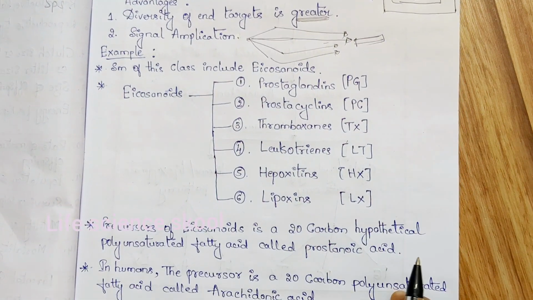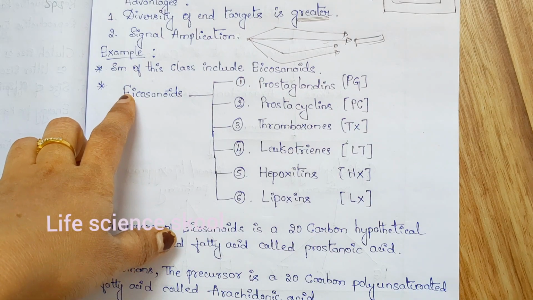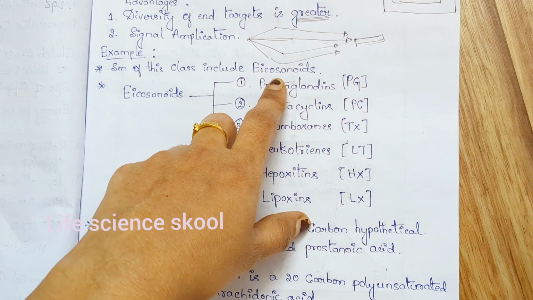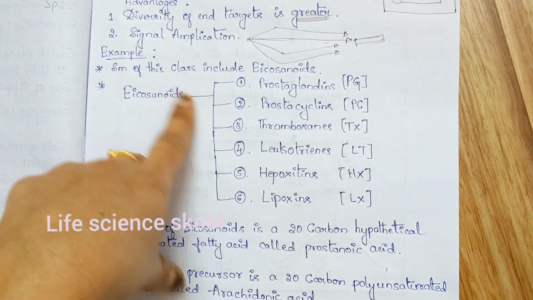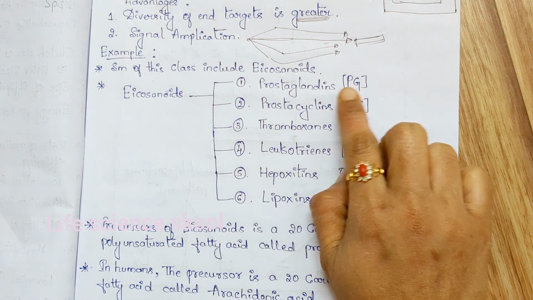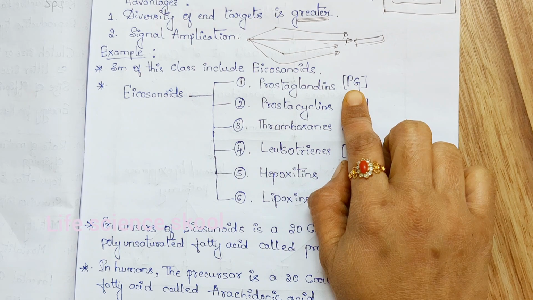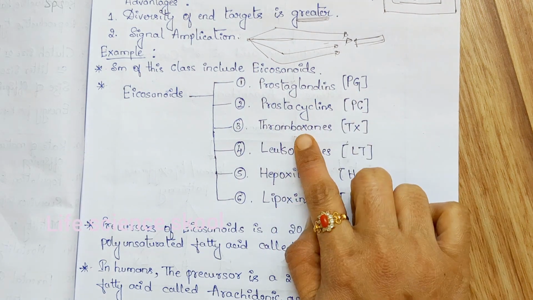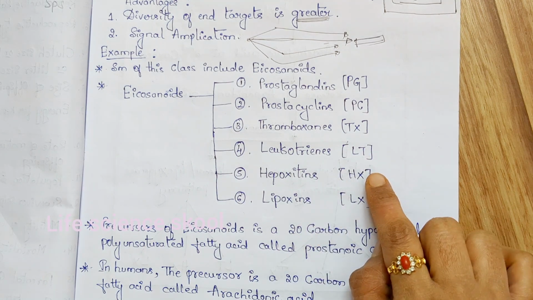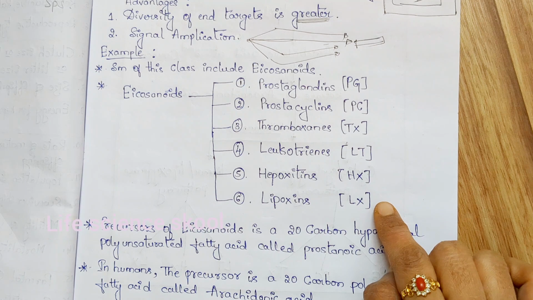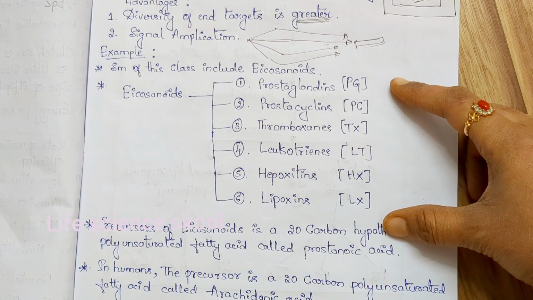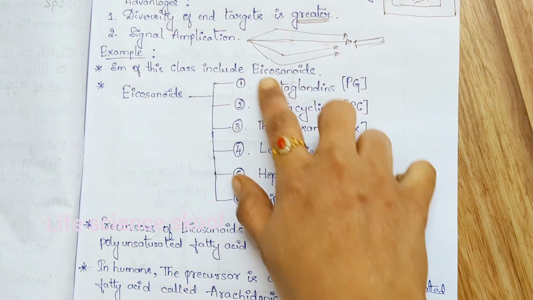And coming to the examples, the signaling molecules of this class include eicosanoids. Eicosanoids are of different types, as I mentioned here. Have a look here. The first one, prostaglandins, represented in short form PG, prostacyclins PC, thromboxanes TX, leukotrienes LT, hepoxilins HX, lipoxins LX. Okay, so these are the eicosanoids.